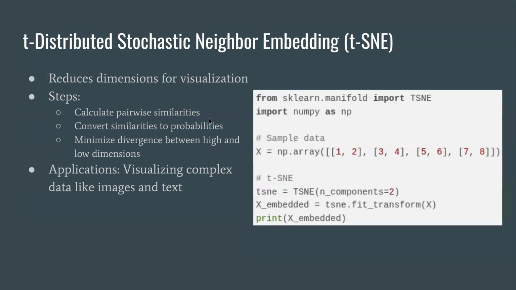T-distributed stochastic neighbor embedding. It's also called TSNE, and is another powerful technique for dimensionality reduction. This is particularly used for visualization purposes. So this converts high dimensional data into a lower dimensional space while preserving the relative distance between data points.